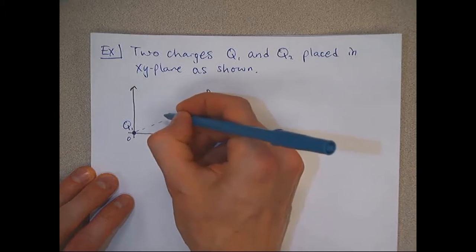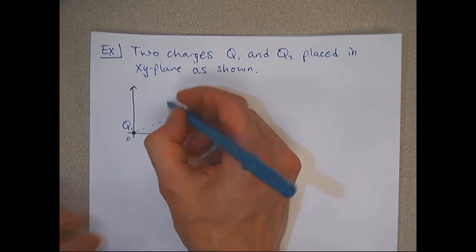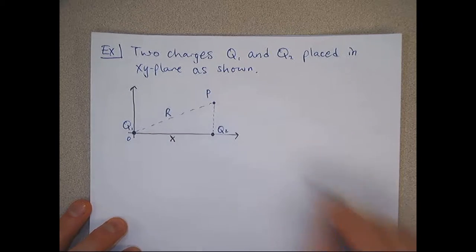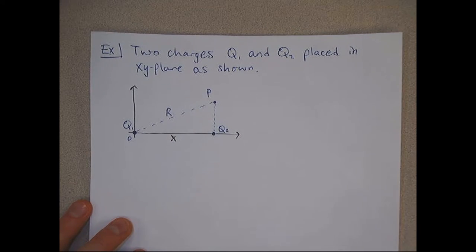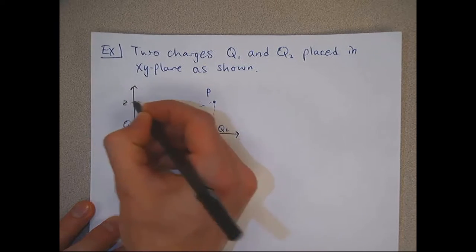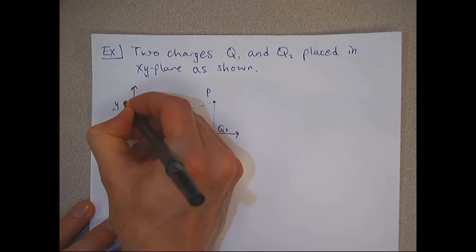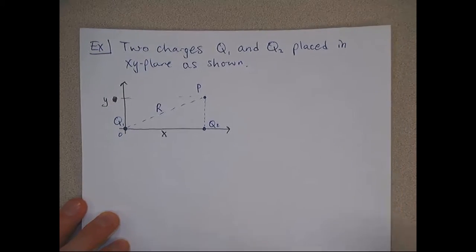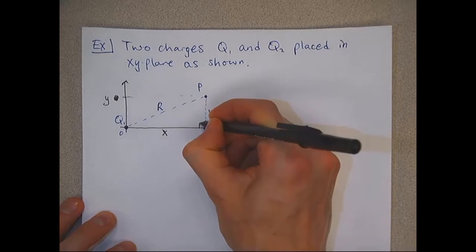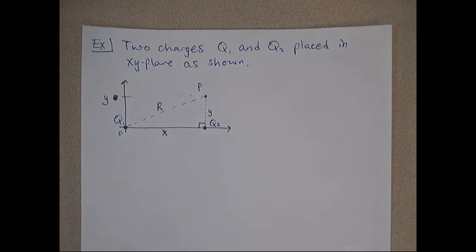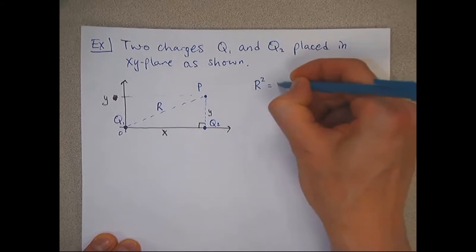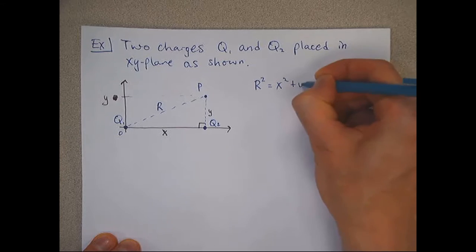It will be a distance r away from the origin. And that location P will be at the position y along the y-axis. So this side of the triangle here is y in length. So we have the hypotenuse relationship here. R squared is x squared plus y squared.